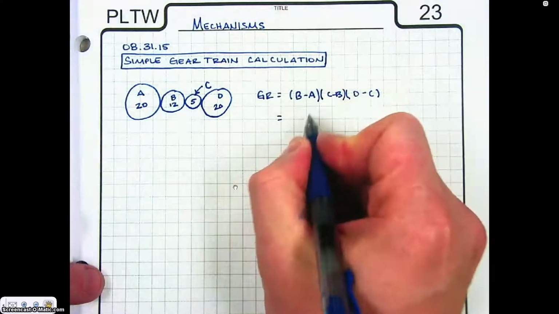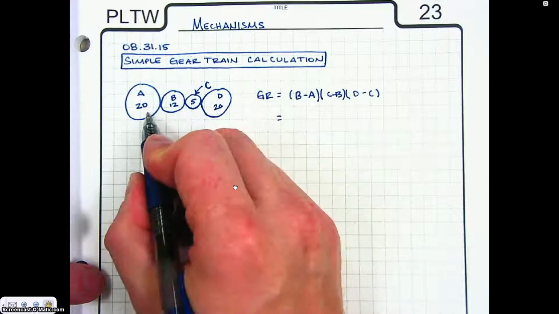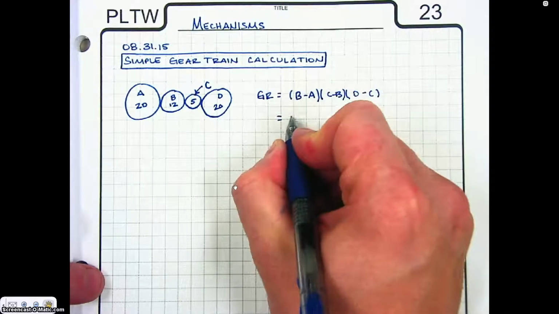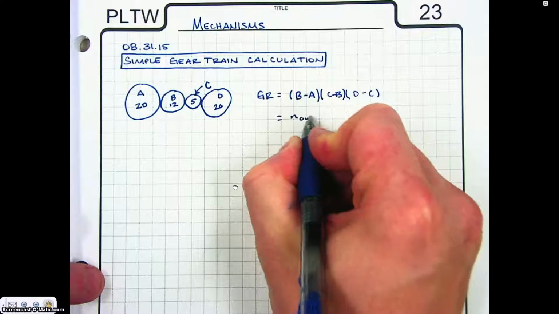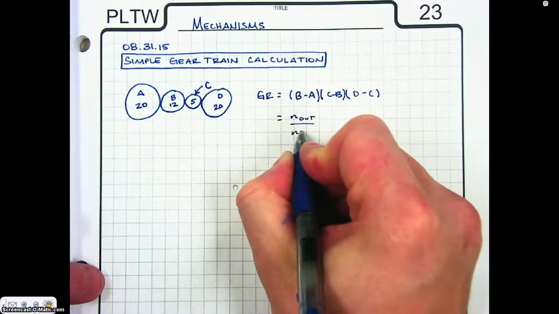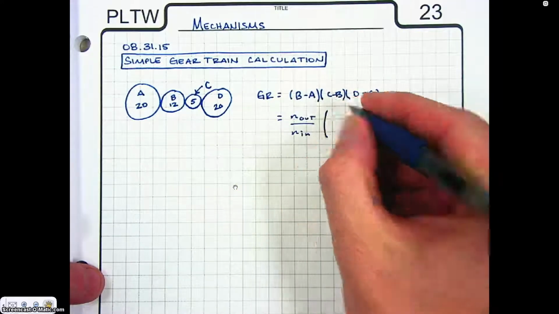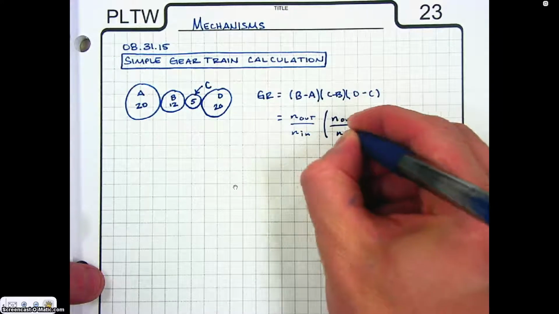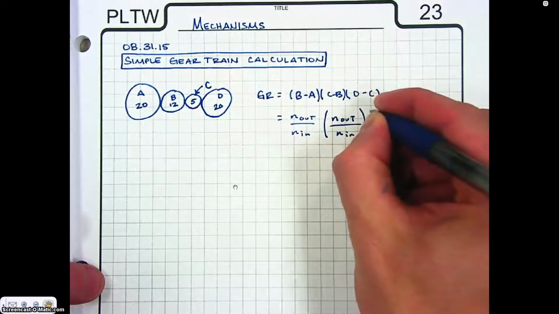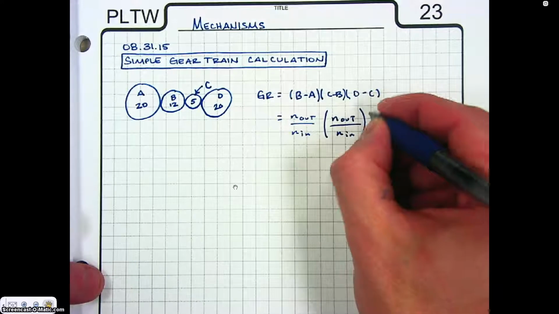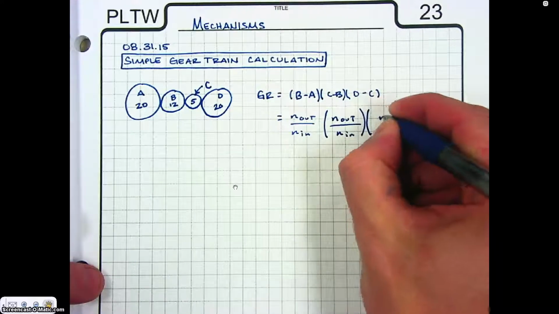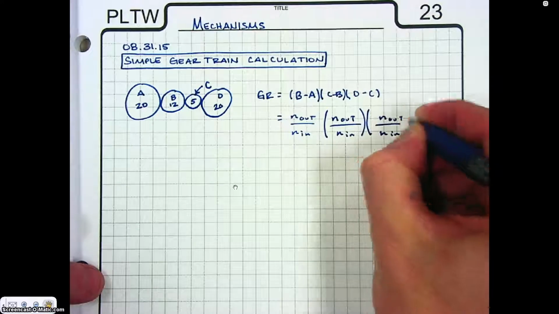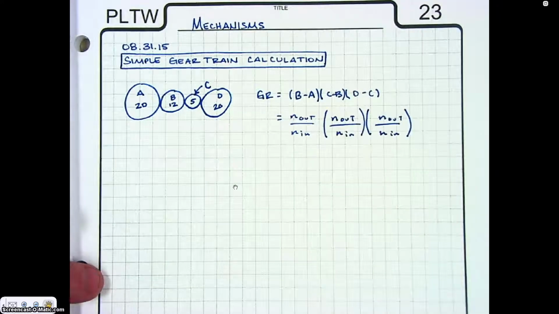So the gear ratio of B to A is 12 to 20. So we're going to do the number of teeth out divided by the number of teeth in. Again, times the number of teeth out divided by the number of teeth in, times the number of teeth out divided by the number of teeth in. So that's how we'll do our calculation.